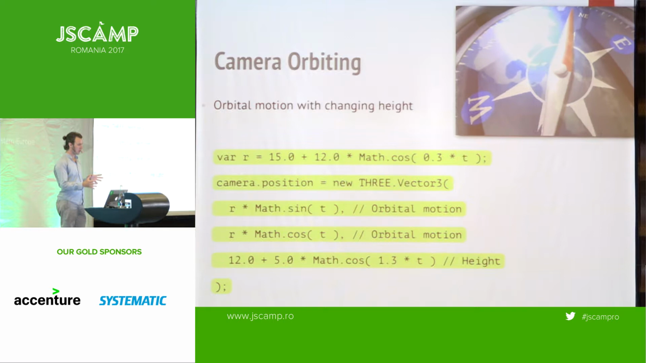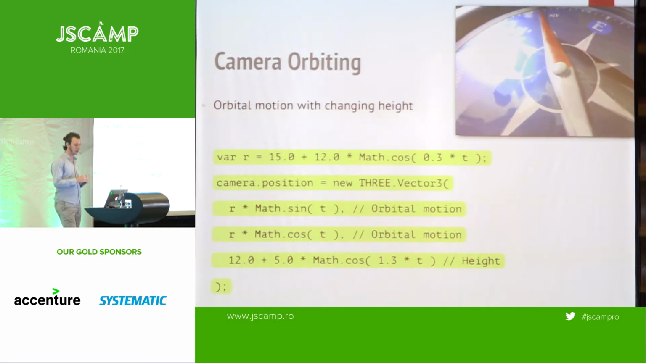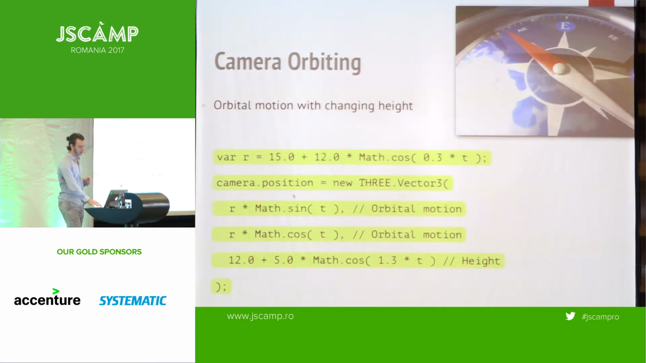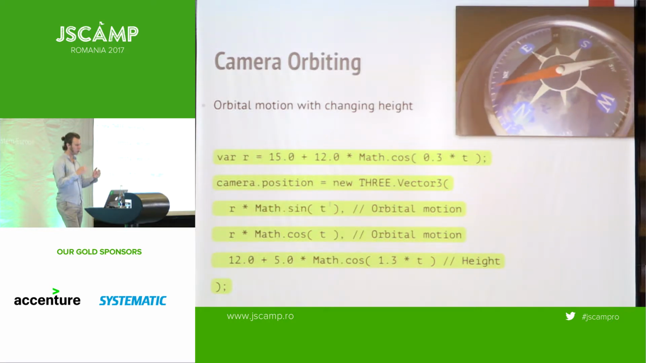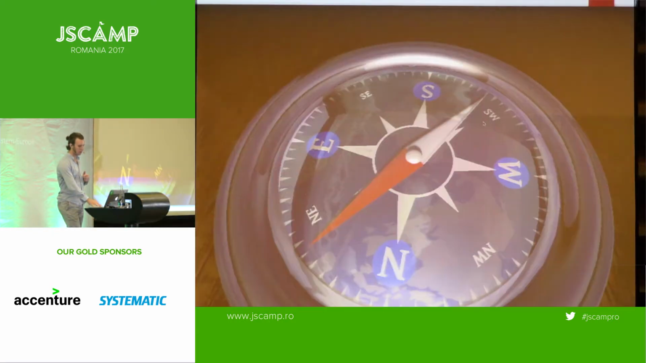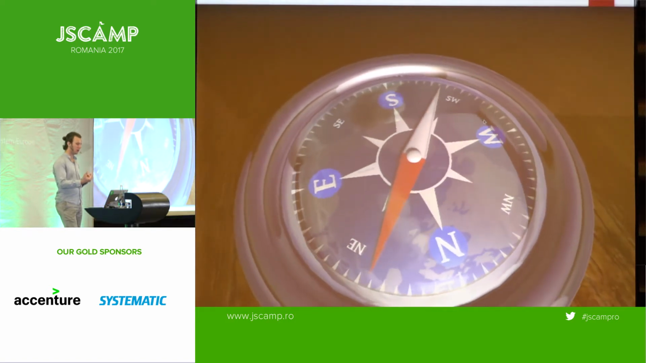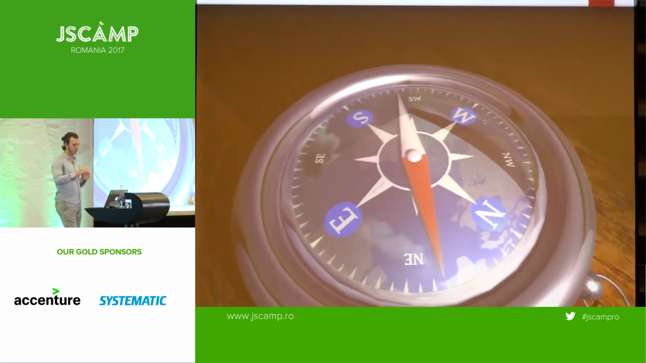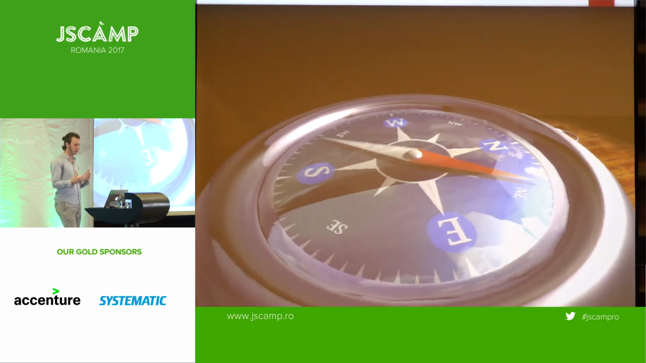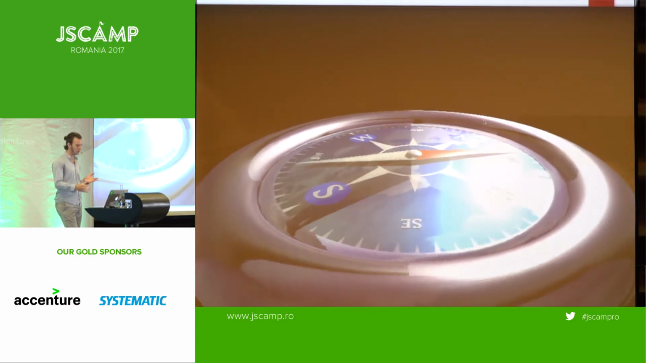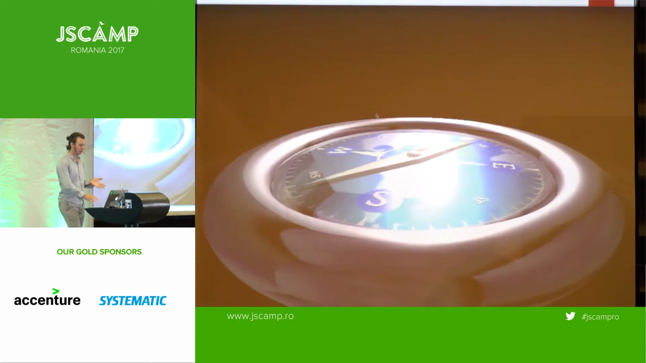So this is what this actually looks like. I've made it a little bit more complicated. I've taken this R parameter that I've computed, and I've added a kind of orbital motion. So I now have the camera going round and round in circles around our object, but also zooming in and out. And this gives us this kind of nice fluid motion that doesn't seem too predictable to the user, but also isn't that hard to program.